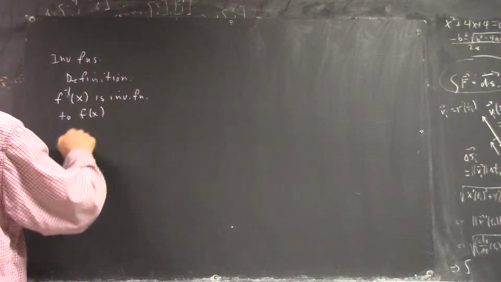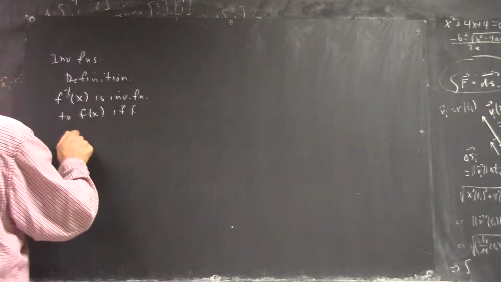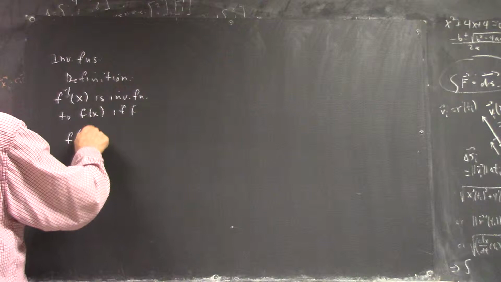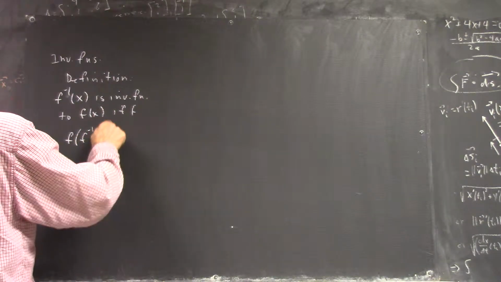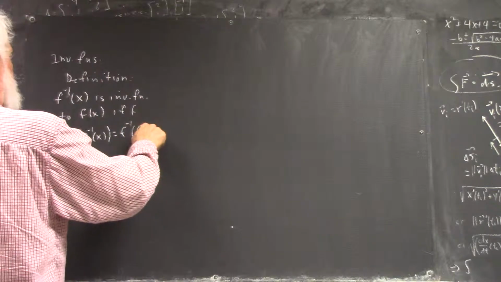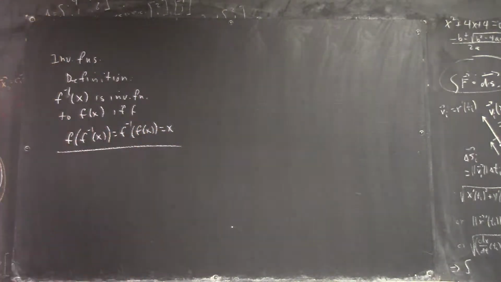g is the inverse function of f of x if and only if f of f inverse of x equals f inverse of f of x equals x. There's your test to see if you've got an inverse function.